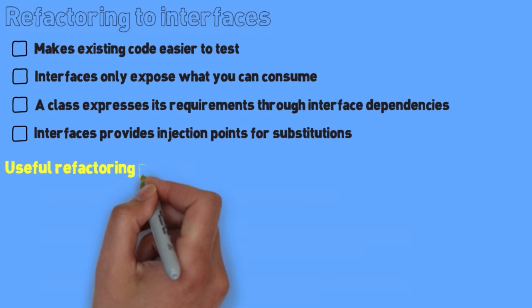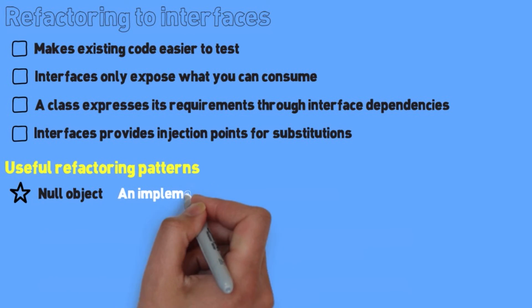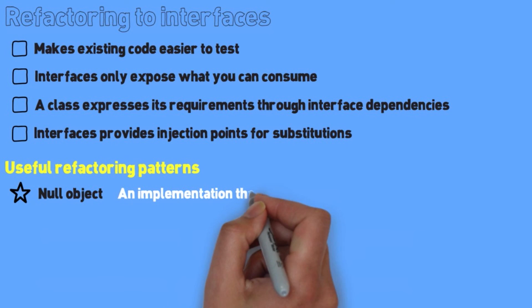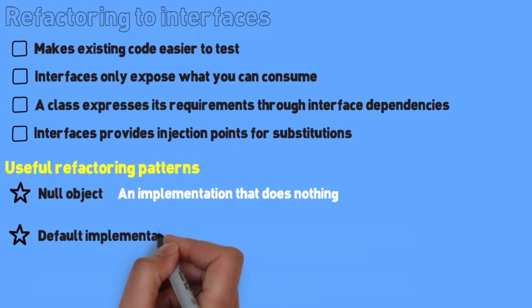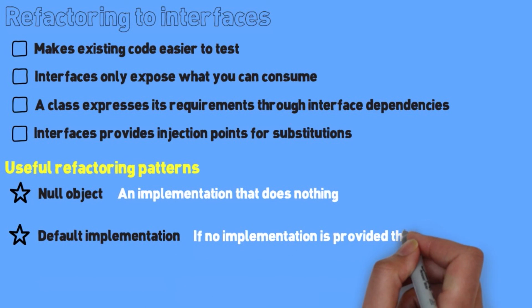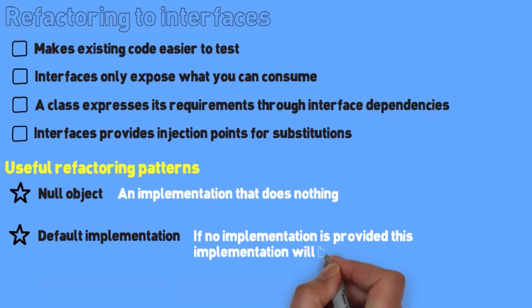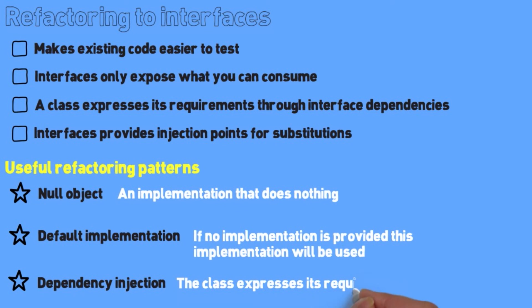Useful refactoring patterns. Null object. An implementation that does nothing instead of returning null, which will have to be checked in the code using the object. Default implementation is similar to null object. It's a default implementation used if no implementation is provided. Dependency injection. In inversion of control frameworks, the class expresses its requirements and the container fulfills them.